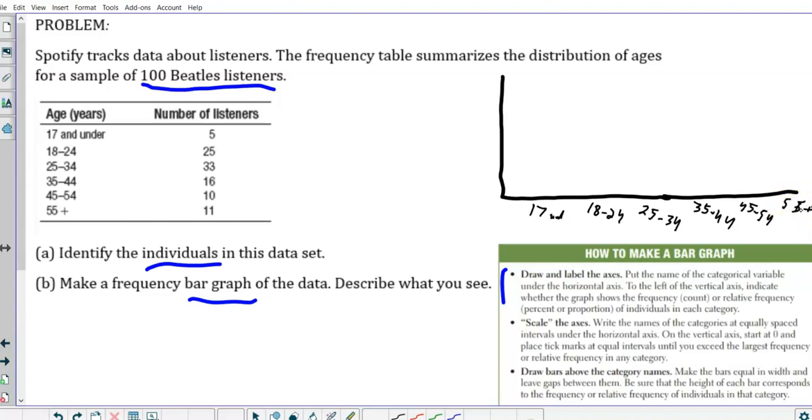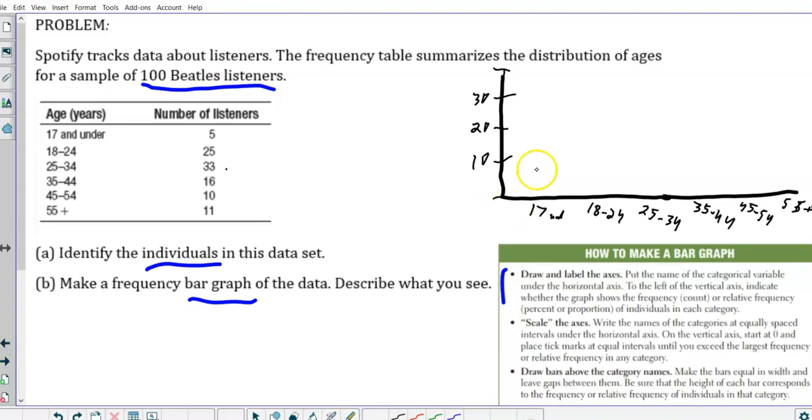Okay, the number of listeners, looks like I have at most about 33 listeners. So I'm going to go 10, 20, 30, 40. 40 is up there. So this is 30, 20, 10, and 0 there. Okay, so let's make our charts here.